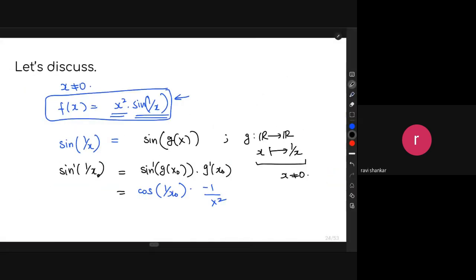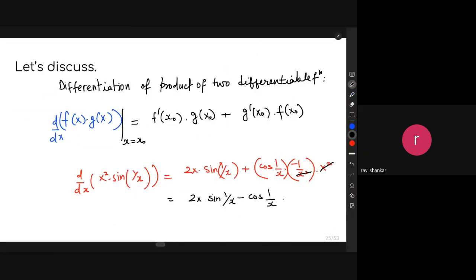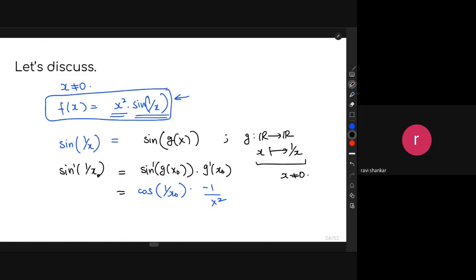So for the non-zero part, I haven't done anything much. I have just calculated the differentiation at any point which is non-zero. For that I have used this product rule which I mentioned over here. So I've used this product rule to find out the differentiation of this product of two functions.